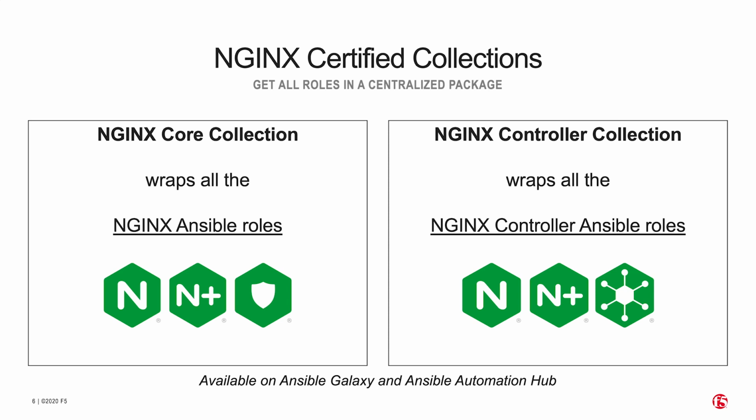The NGINX Core collection, which provides you with an easy way to install and configure NGINX Open Source, NGINX Plus, and NGINX App Protect, and the NGINX Controller collection, which provides you with an easy way to support NGINX Controller 3.x and later in your workflows. Both collections are available on both Ansible Galaxy and Red Hat's Ansible Automation Hub. For the purposes of the demo that I'll be giving later, I'm going to focus on the NGINX Core collection, although pretty much everything I'm covering also applies to the NGINX Controller collection.